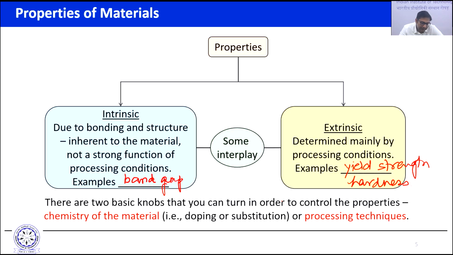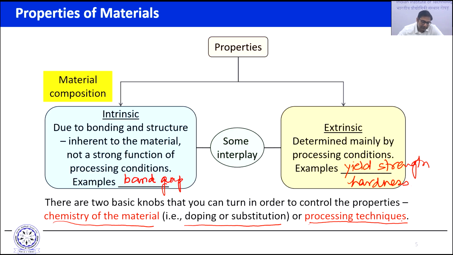So from this discussion, I want you to take away two basic things, that we have got two knobs which you can tune and turn in order to control the properties of materials. The first knob is the chemistry of the material or the composition of the material itself, and the second knob is what type of processing method you are using. When I am referring to the chemistry of the material, what I basically say is you can change the chemical composition by doing some form of doping or some form of substitution, and that is going to affect the intrinsic properties. Or you could apply the conditions of temperature, pressure, stress, and so on, how you process the material, and that starts affecting the extrinsic properties.